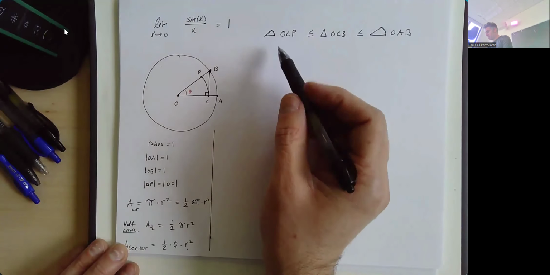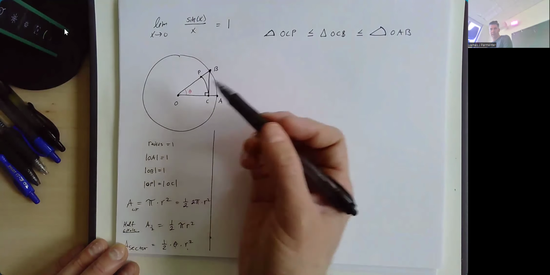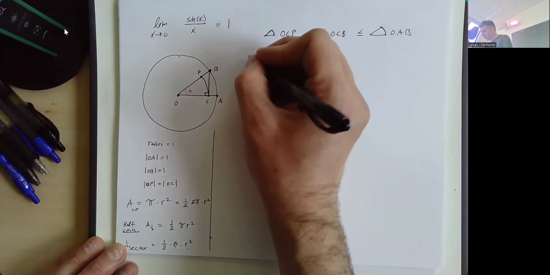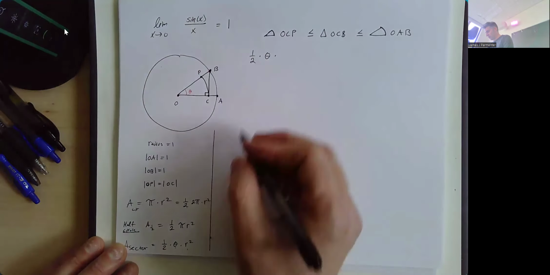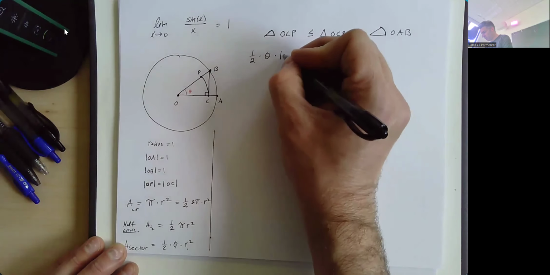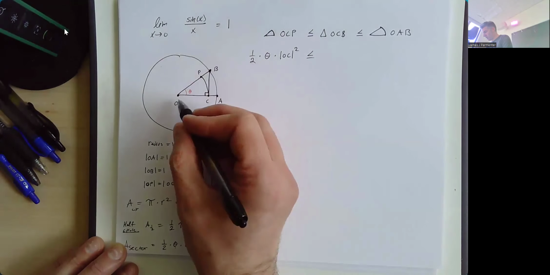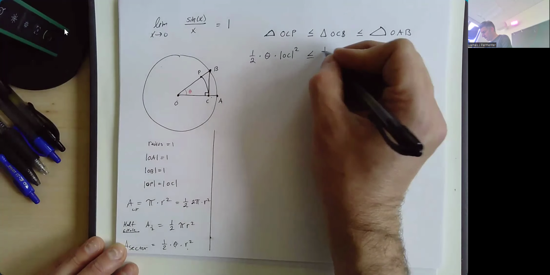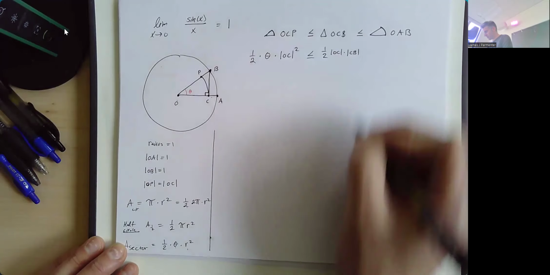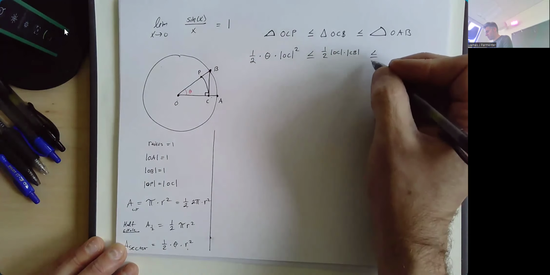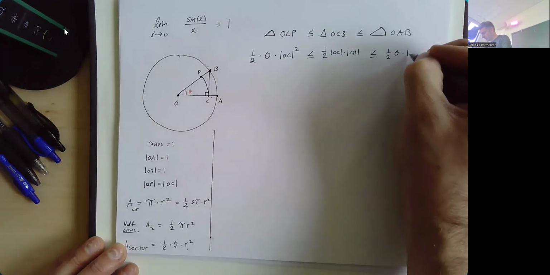Okay, so let's go over here. For sector OCP, the radius is OC or OP, whichever one you want to write. So I'm going to say that the area of this is 1/2 times the angle theta times the radius of this smaller sector, which I'm just going to call OC squared. The area of the triangle OCB is 1/2 the base, which is OC, times the height, which is CB. The area of the larger sector is 1/2 times the angle times its radius squared, and its radius is OA.